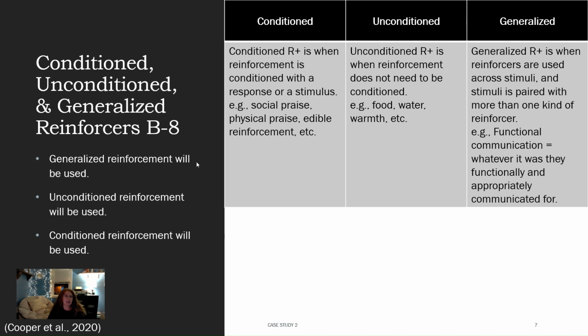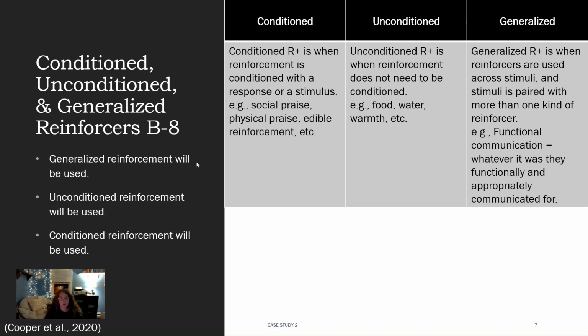So task list item B8, conditioned, unconditioned, and generalized reinforcers. We'll kind of be using all of them because we use food or milk. We use physical praise, verbal reinforcement, functional communication. Generalized reinforcement is when reinforcers are used across stimuli and stimuli is paired with more than one kind of reinforcer. The example given here is functional communication. Whatever it was they functionally and appropriately communicated for is what they're getting.